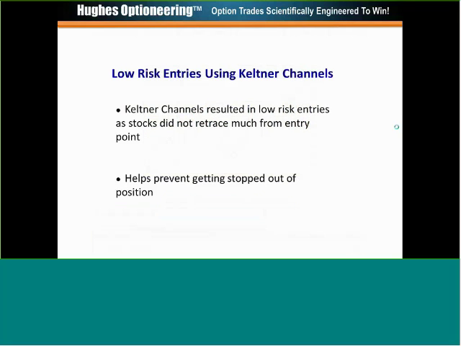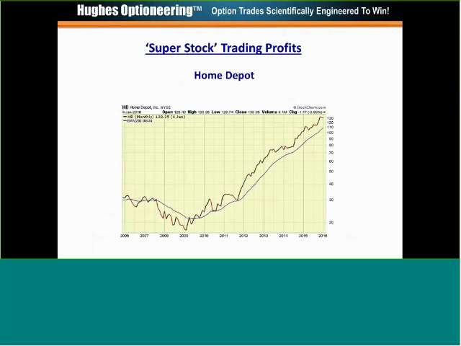So these are just examples of how to use the Keltner channels to find an entry point on a stock or an ETF that's already been in a price uptrend for a while, and you simply want to participate and get a lower risk entry. These are examples of using the Keltner channels to get a low risk entry because the stocks did not retrace much from our entry point. When we use these Keltner channels, it helps prevent getting stopped out of our option position.